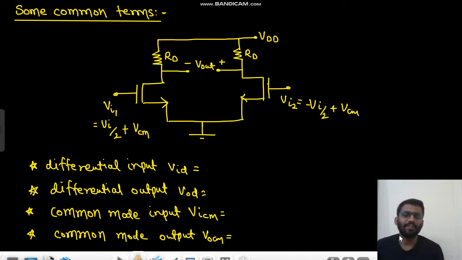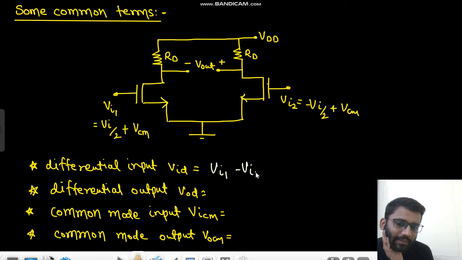So first thing is, what is differential input? Our differential input is VI. So how will you get VI here? VI1 minus VI2. That will give you VI, right? So differential input is always VI.